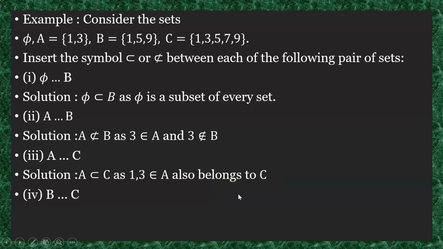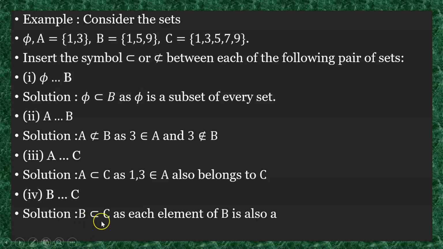B and C. 1, 5, 9 are both elements of C. The solution: B is a subset of C, as each element of B is also an element of C.